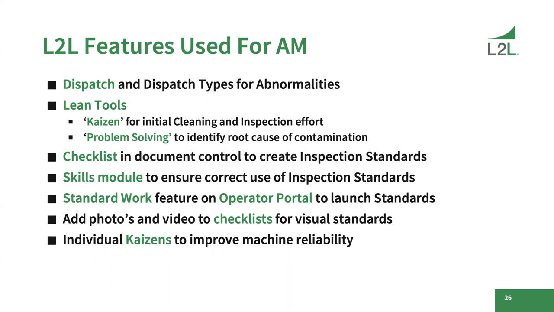And then the last thing is continuously improve the process. Always make it easier to inspect. Always make it easier to remove contamination. Always make it easier to keep the piece of equipment clean, right? The best way to remove contamination is to never let contamination get on the piece of equipment. So always work towards that, okay? So those are the features that we use inside of Leading the Lean for autonomous maintenance.